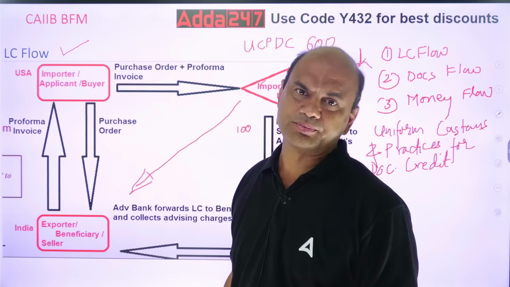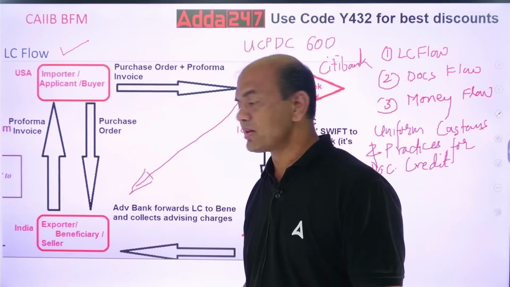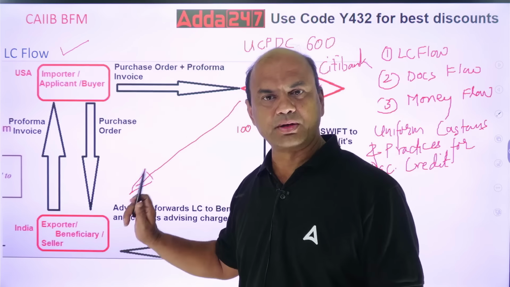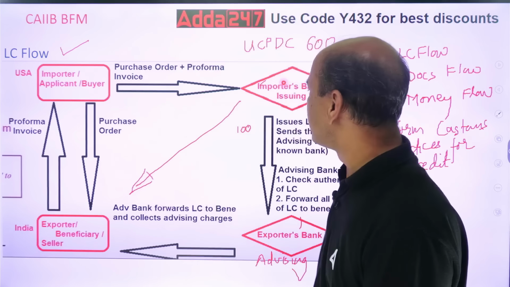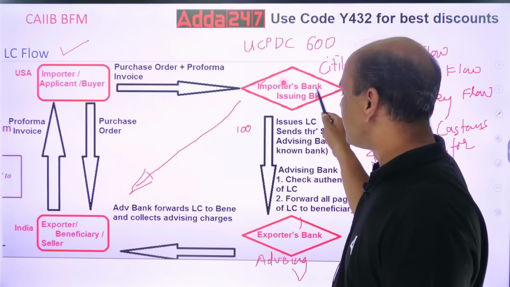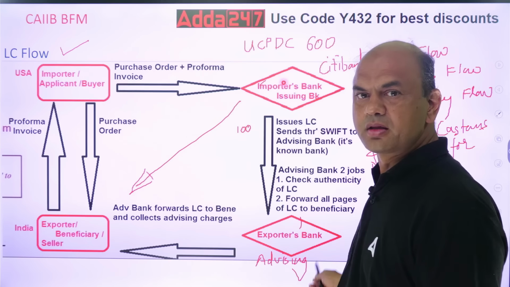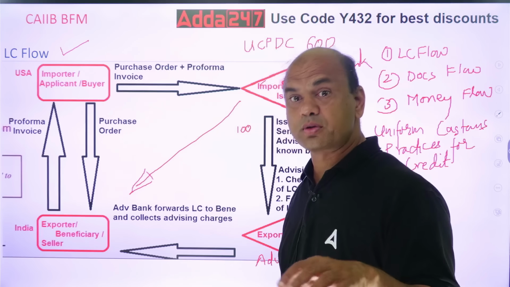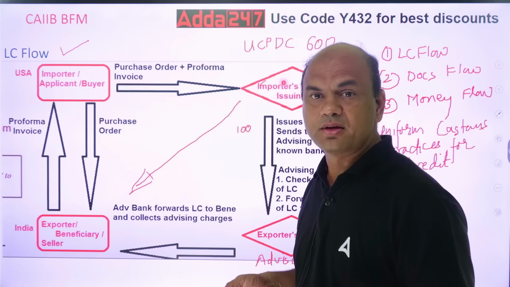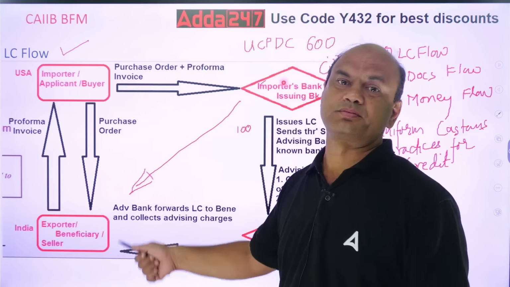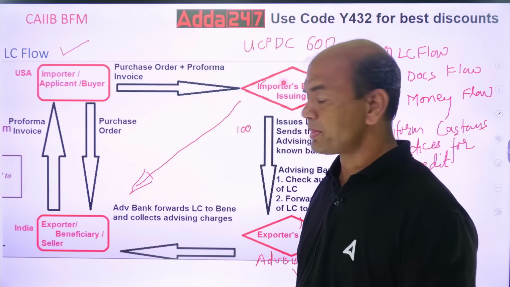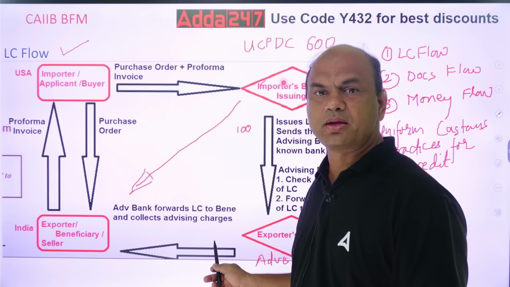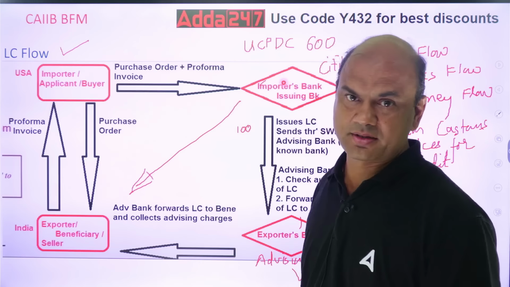So what will it do? It has to send a document. Ultimate aim is what? This issuing bank has to send a document to this beneficiary, the seller. So what happens over here? This issuing bank appoints an agent in the country of the exporter, or most probably, if possible, in the city of that exporter. Okay. So that agent bank is called the advising bank.